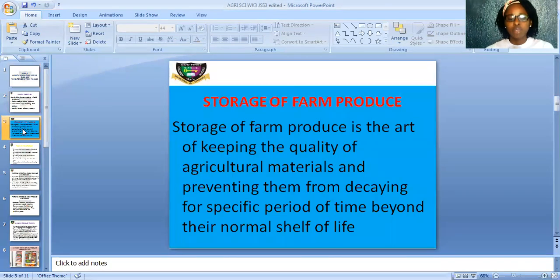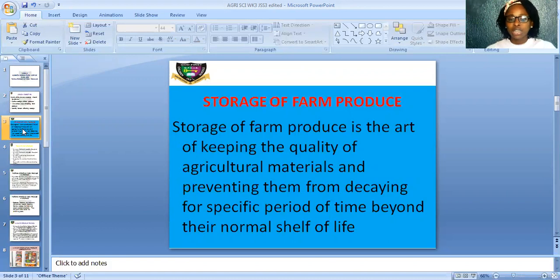Storage of farm produce is the act of keeping the quality of agricultural materials and preventing them from decaying for a specific period of time beyond their normal shelf life. I take that again. Storage of farm produce is the act of keeping the quality of agricultural materials and preventing them from decaying for a specific period of time beyond their normal shelf life.